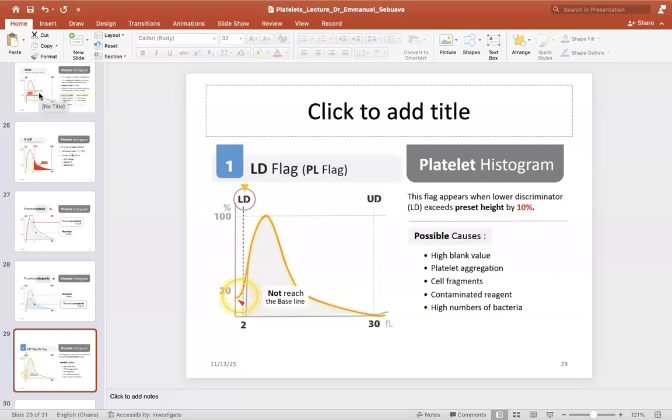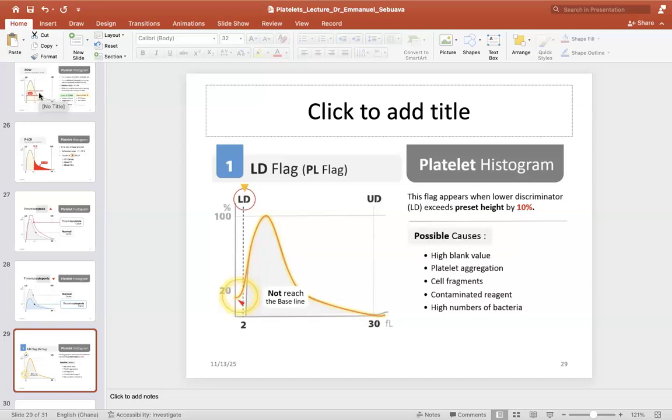I think we'll be talking about the flagging systems. So when you look at the original graph, the origin of the curve should start from the base. But if you have situations where the origin of the curve is not starting from the base, these are some of the possible causes.